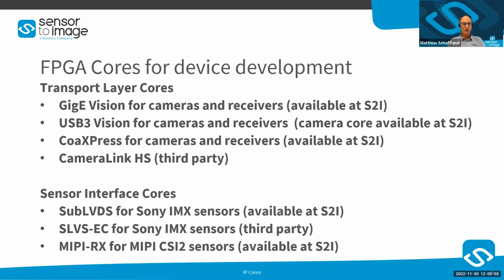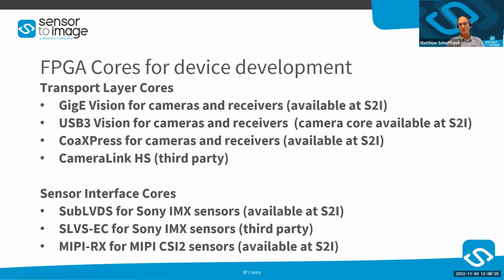Okay, what FPGA cores for device development? So a device could be a camera, but could also be an embedded receiver. Here we have GigE Vision for cameras and receivers, which is available at Sensor to Image in the current version. GigE Vision currently has the version 2.2.